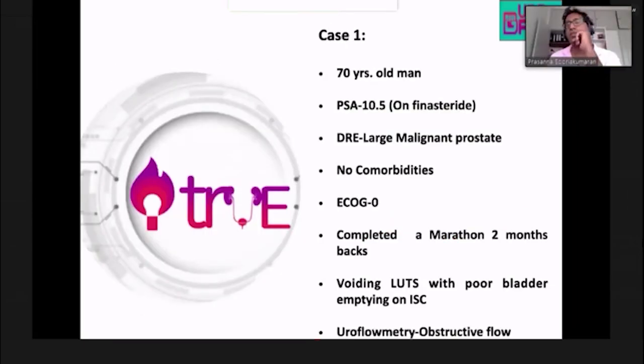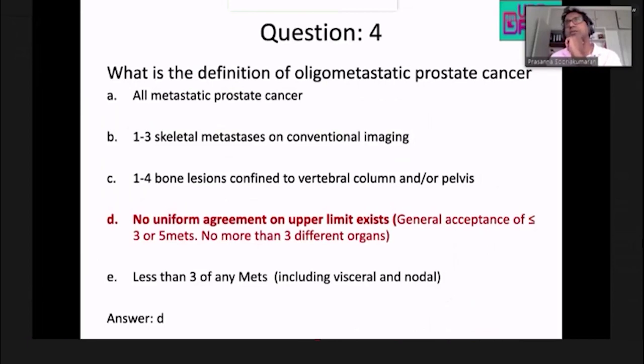Can I just make a comment on the definition of oligometastatic disease, Bhavan? Absolutely. So I think the best definition now that's emerging is probably what Stampede has shown, because of what it showed in terms of what has prognostic value.